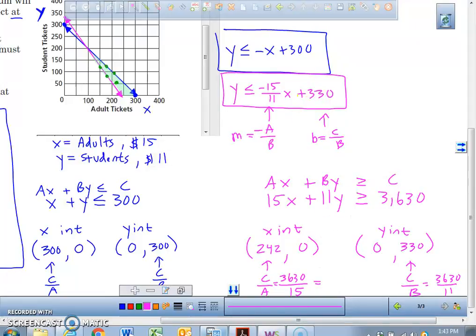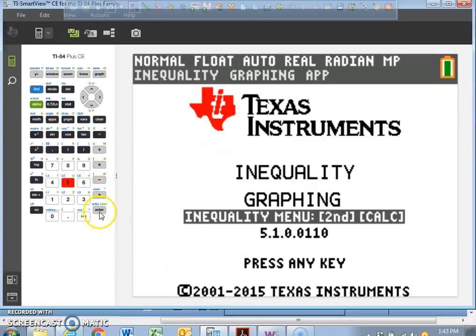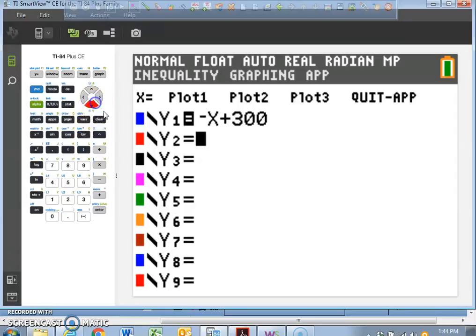So let's turn it on. We're going to go apps. We're going to go to number 5, which is our inequality app. By the way, in the blue, what was our blue equation? Negative x plus 300. And the red equation, it was negative 15 divided by 11x plus 330. Something we didn't talk about, but we didn't graph, was y was greater than or equal to 0.